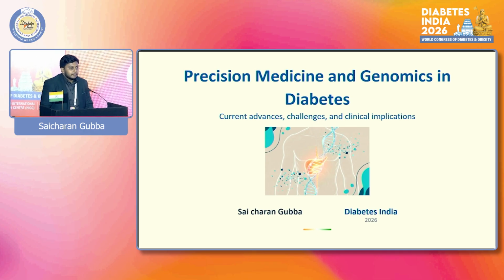Do you ever wonder when two patients come to your hospital with the same HbA1c and same BMI but have different effects when we treat them with the same algorithm? Maybe we're treating the phenotype but we're not looking at the genotype.